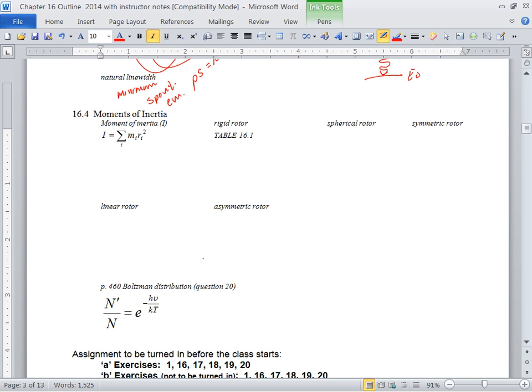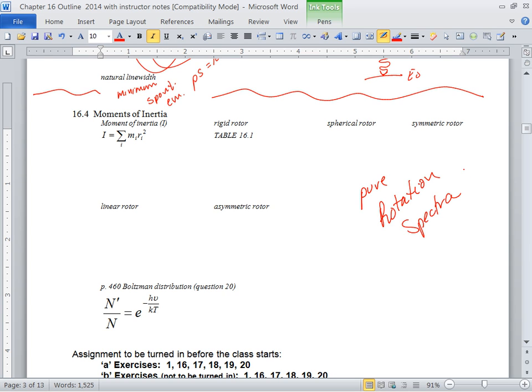Moments of inertia. So now, I wish I could show you one of these. They're changing gears now. They're talking about pure rotational spectra.